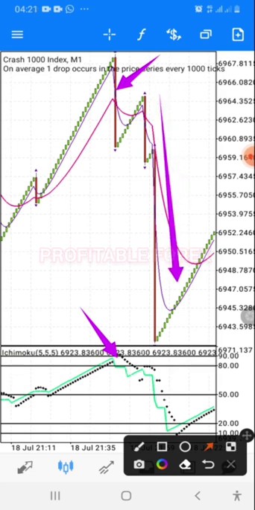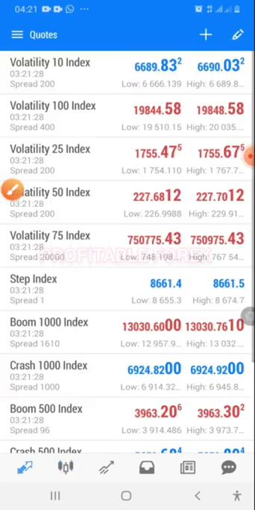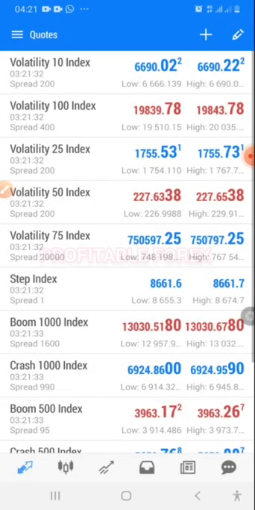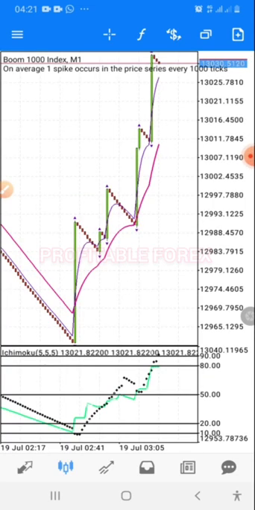So that is how to use it for spike catching in crash and for scalping in crash. And on boom, let's check out boom 1000. If you are scalping, I advise you scalp in either boom 1000 or crash 1000.